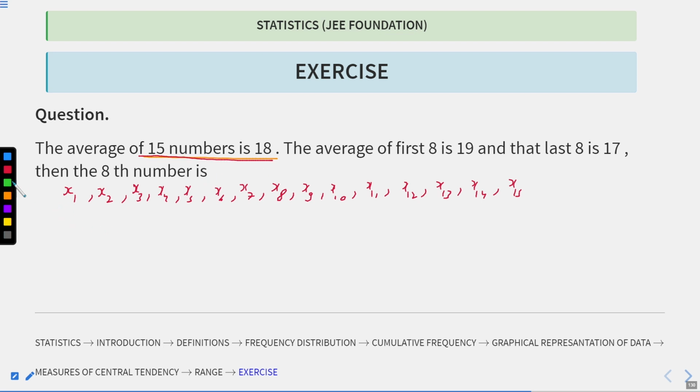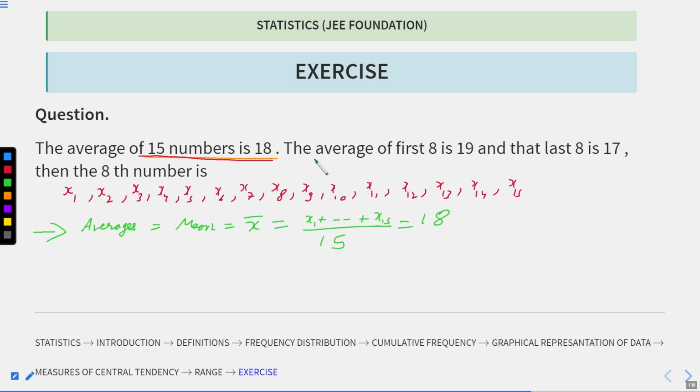That means the average means the mean, which is equal to x bar. So for the average of 15 numbers, the total number of observations is 15, and the sum of all observations divided by the number of observations is given to me as 18. I hope this step is clear.